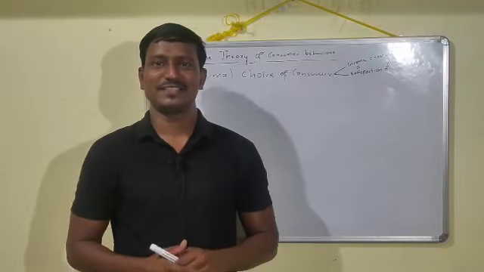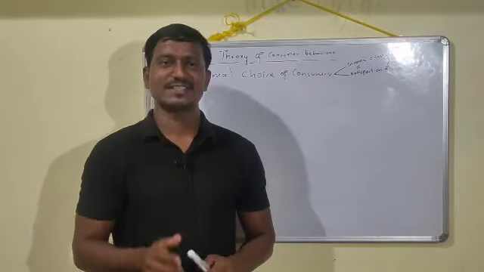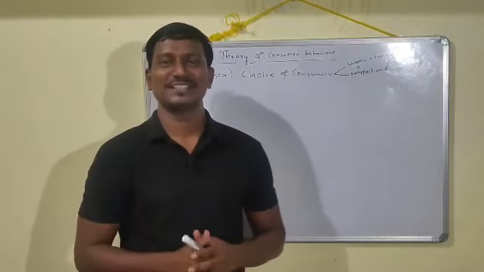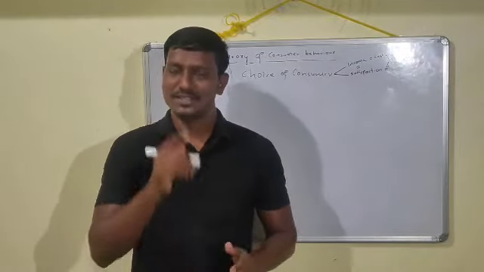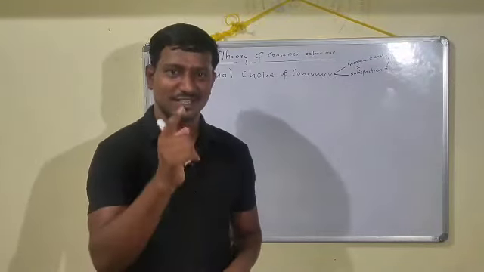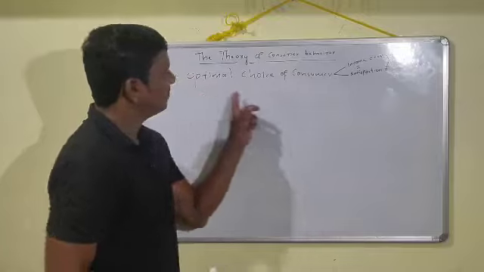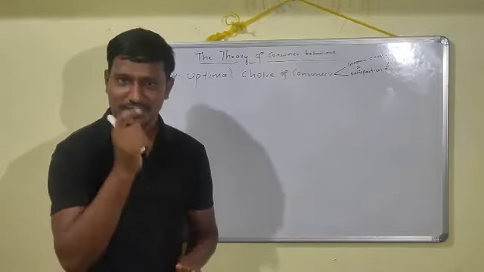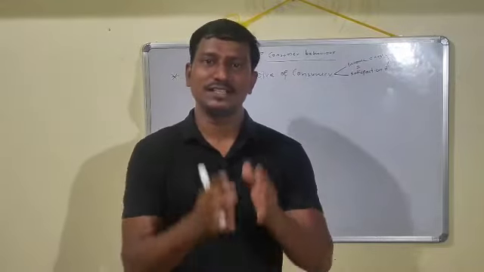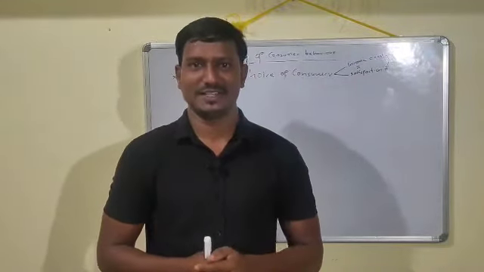In the last class we discussed monotonic preference, MRS, that is marginal rate of substitution, and some of the characteristics of the indifference curve. In connection to that, in the second chapter, the theory of consumer behavior, today we'll continue with the optimal choice of a consumer. Friends, before understanding what this optimal choice is, let us recall the budget line and the indifference curve.